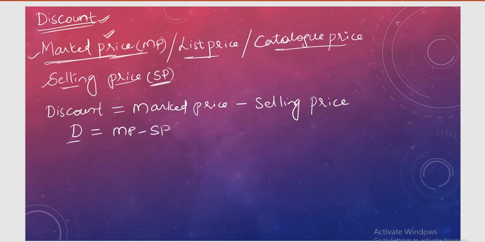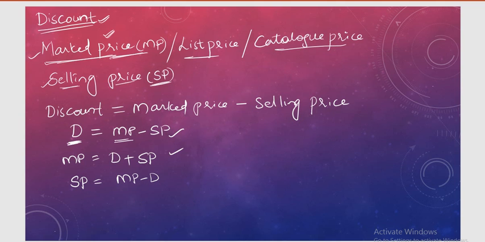Since here D is the subject, we have found the discount value, right? Suppose I need market price, then what should I do? I need to make market price the subject. That means you need to bring market price onto one side so that the remaining terms lie on the other side. So MP is equal to discount plus selling price. The same way, if I want only selling price, I can write it as market price minus discount.